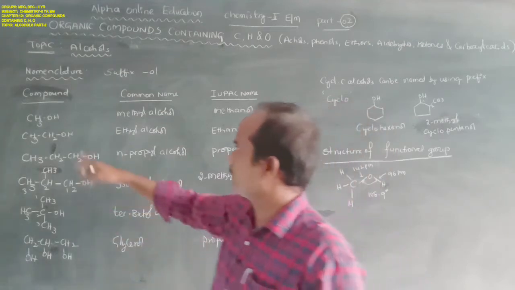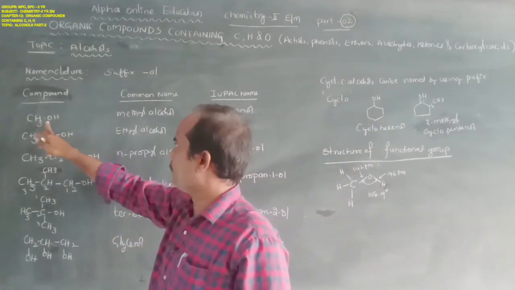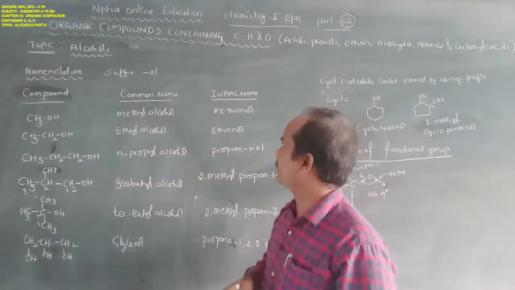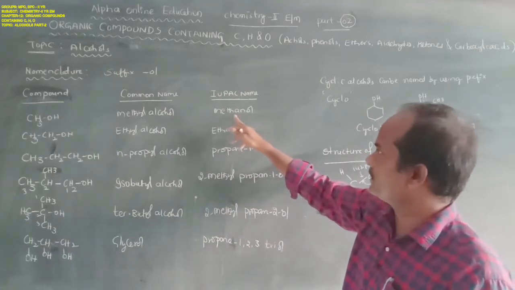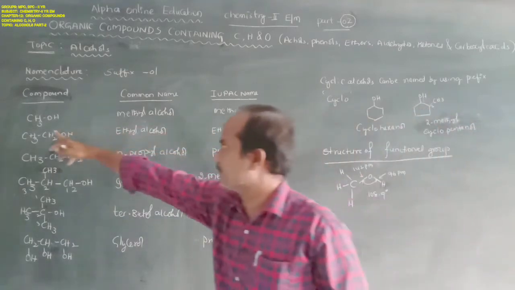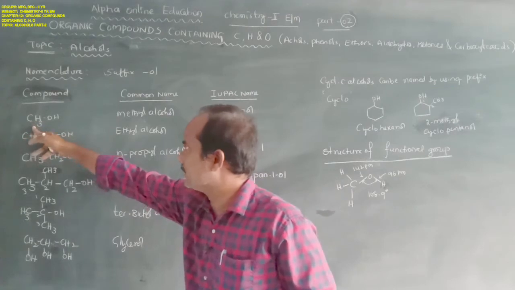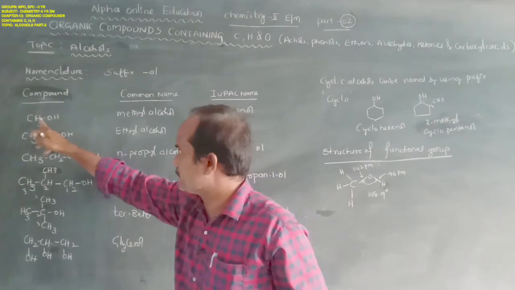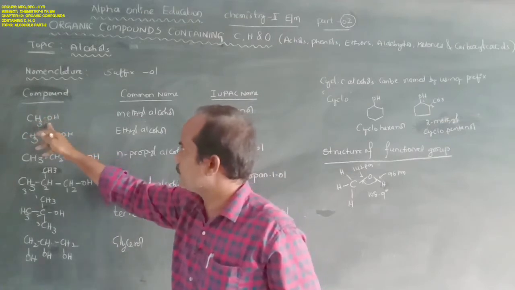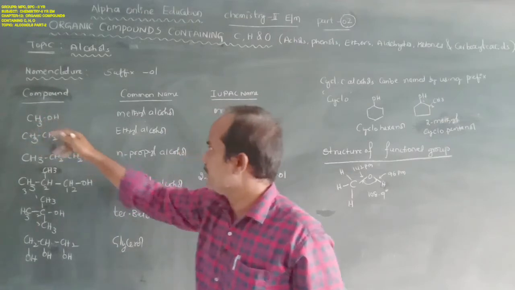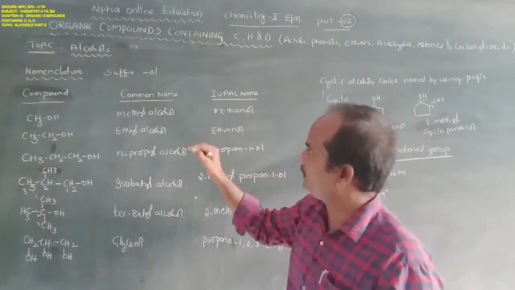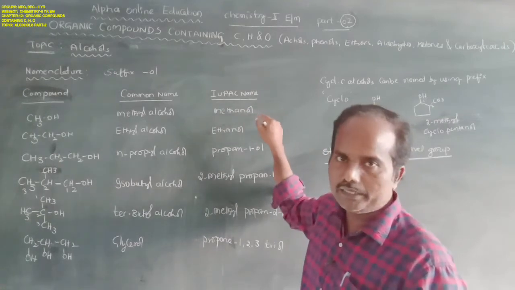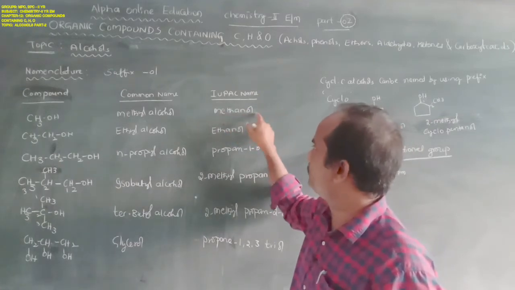This is the compound methyl alcohol, CH3OH. The common name is methyl alcohol. The IUPAC name is meth, because one carbon is present, and then ol, methanol. Why? If it is CH4, methane, one hydrogen is replaced by an OH group. Then the e in methane is replaced by ol, and we get methanol.